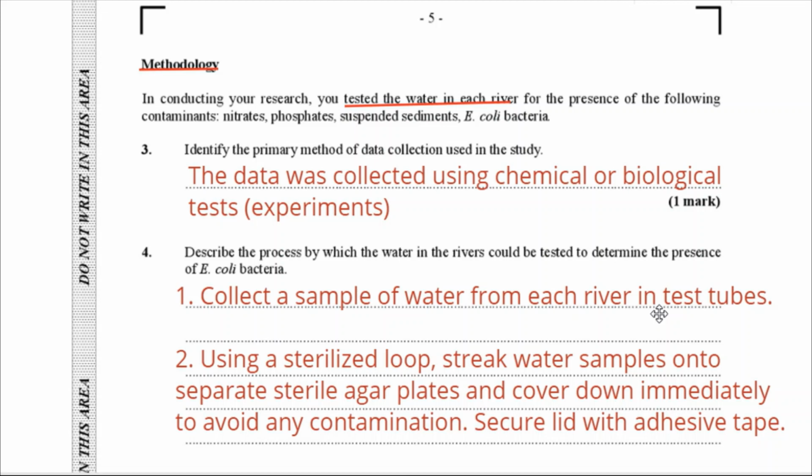So those are our first 2 steps. You collect the sample of water from each of the rivers, put them in the test tubes. For each sample, you're going to do this obviously separately. So you're making sure your loop is sterilized. You usually would have a metal loop. You normally would probably heat it, maybe wipe it down with some alcohol.